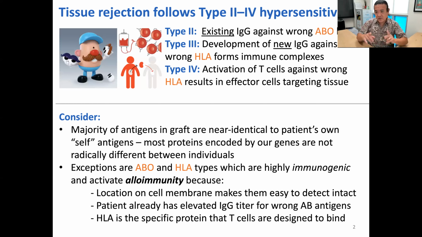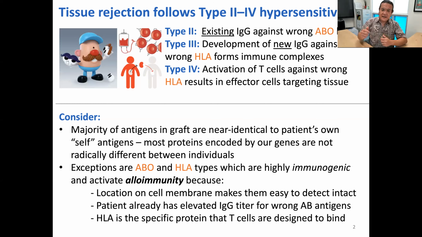And the reason why ABO and HLA types make such a big difference is because, number one, think about this. They are antigens that are located on the cell membrane, right? So they're not proteins that are kind of doing stuff inside of a cell. They are meant to be on the outside of the cell. Therefore, they are meant to be visible to things like the immune system. So that makes them easier to detect by our immune system, right?